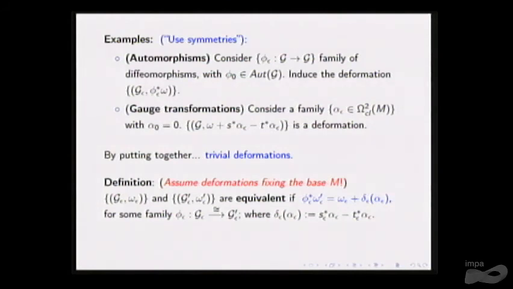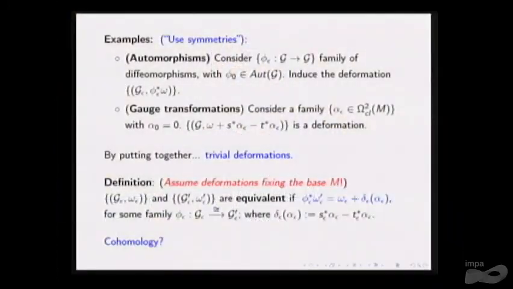Now, we wonder about what's the cohomology controlling this type of deformations. Question: is the gauge transformation always non-degenerate, these forms? As I say, if you take epsilon small enough, it would be non-degenerate, right? Because omega is non-degenerate. So what about the cohomology controlling these type of deformations?